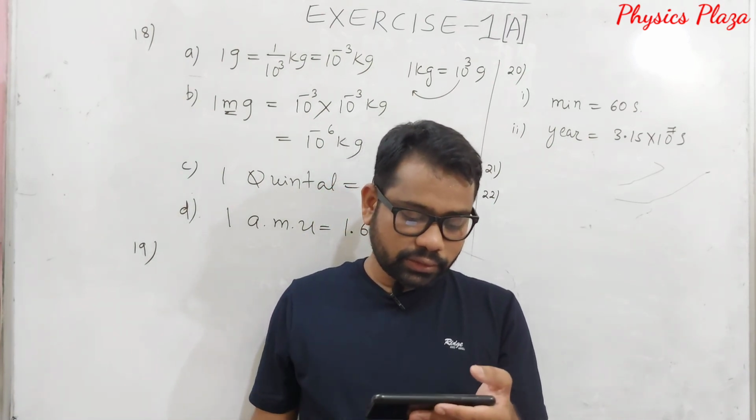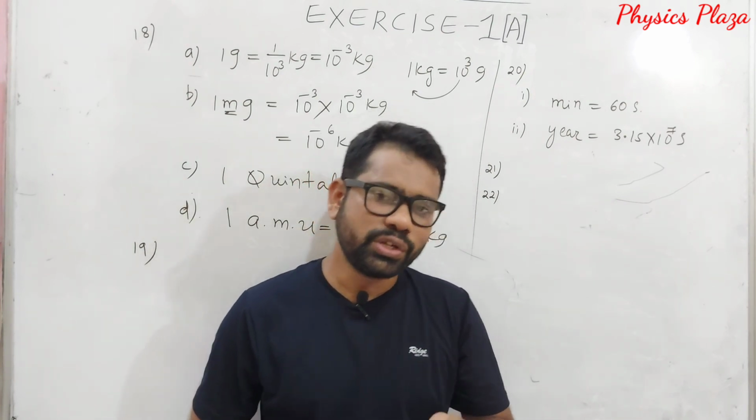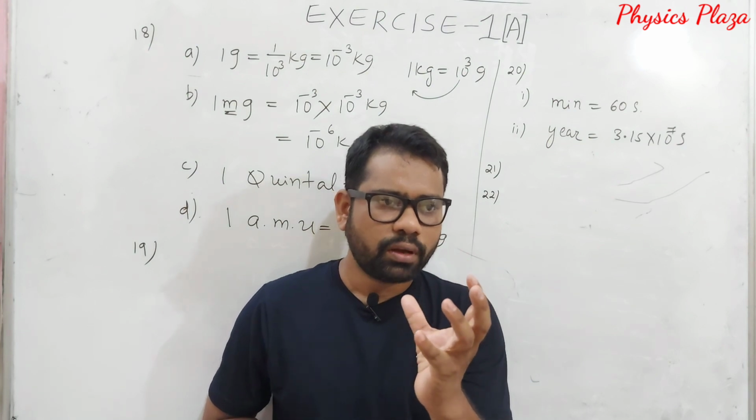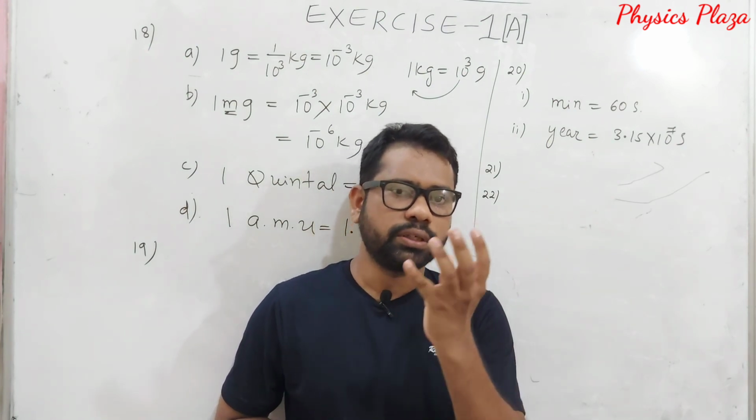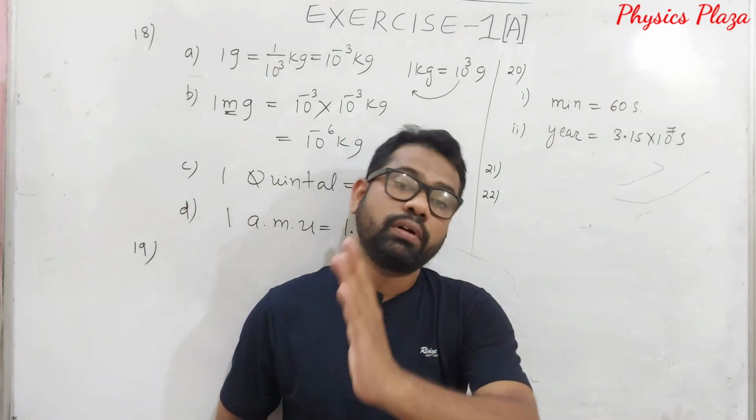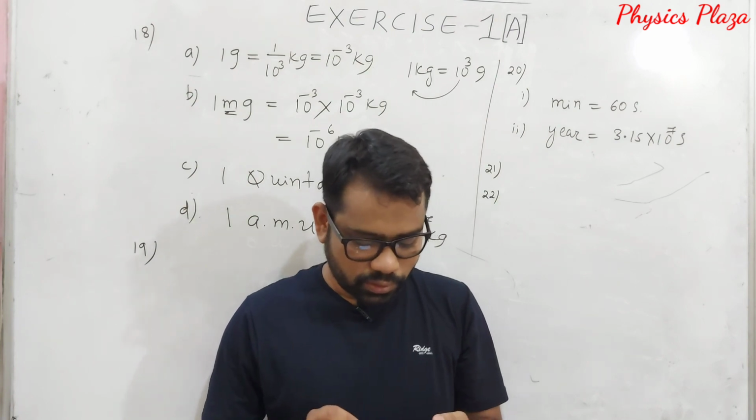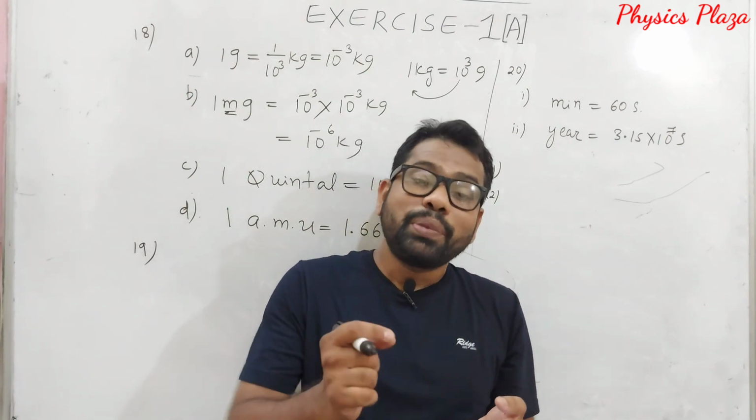Now 23rd question. What is a lunar month? Dear children, we all know that the moon revolves around the earth. So the average time taken by the moon to complete one revolution, we can call it a lunar month.